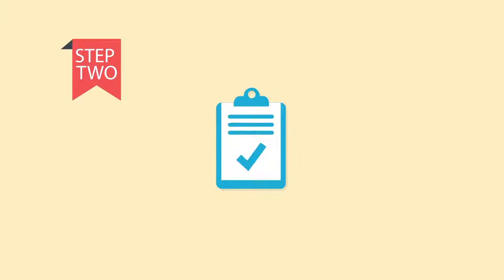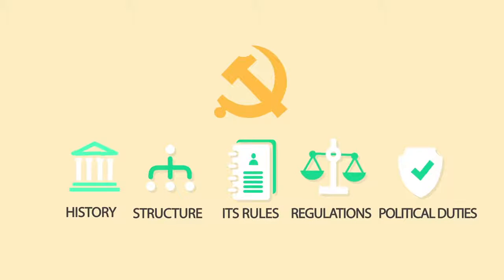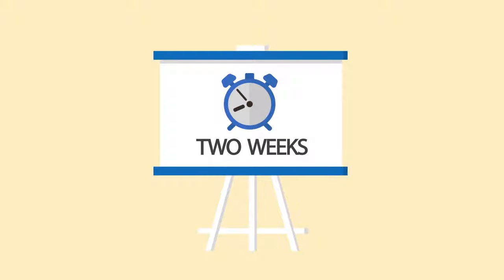Step 2. Once your application is approved, it's time to go back to school. You'll have to attend several classes to learn about the party's history, structure, its rules, regulations, and political duties. Depending on how much free time you have, this step should not take longer than 2 weeks until school's out.